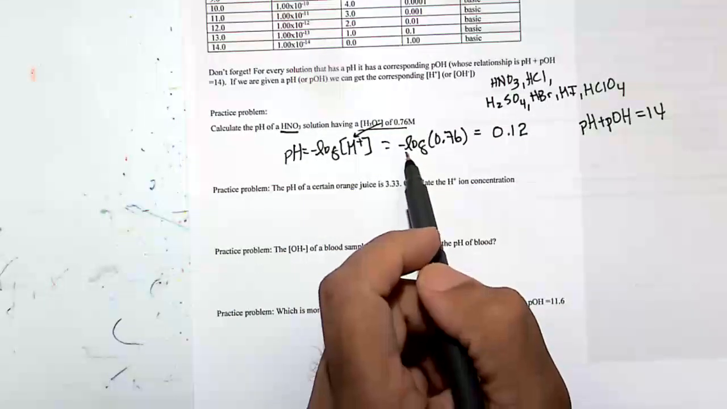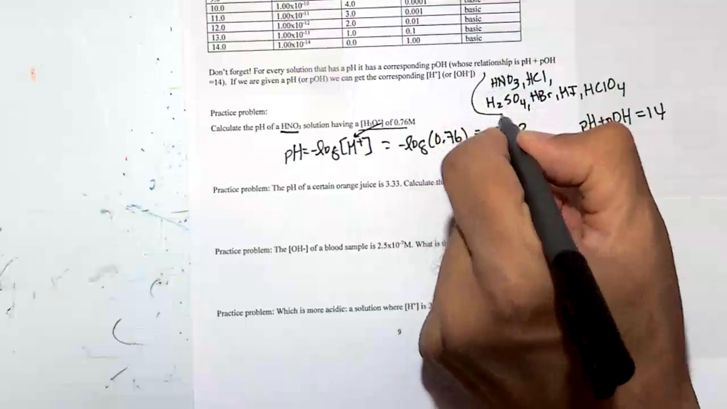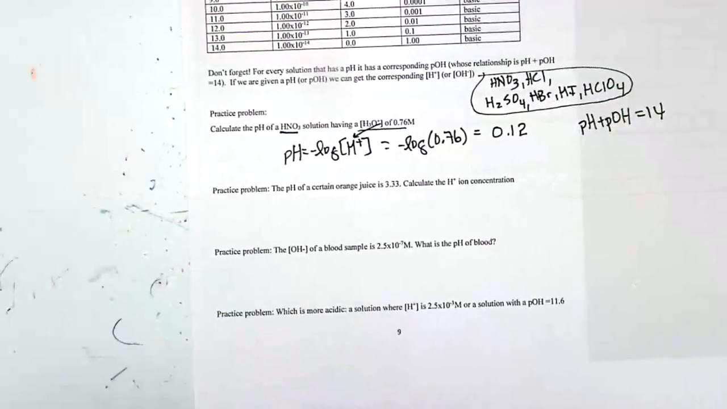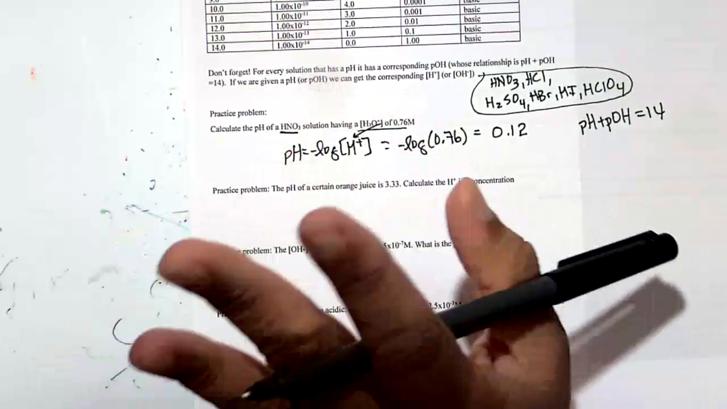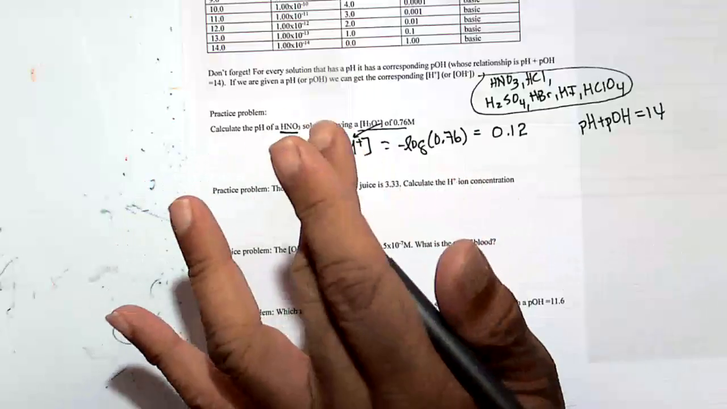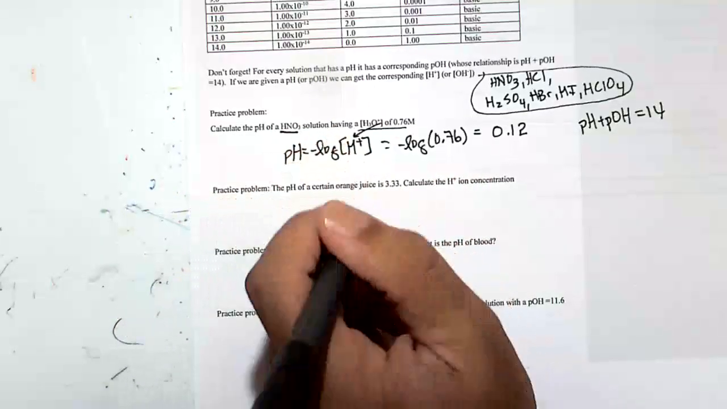So it's a strong acid, just plug it in. That's the take-home point. How do you know it's a strong acid? It's one of these 6. Any other acids, you can't do that. You have to use an ice table. Any other acid, you'll have to use an ice table.